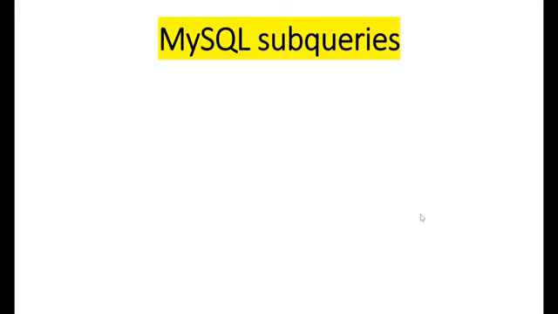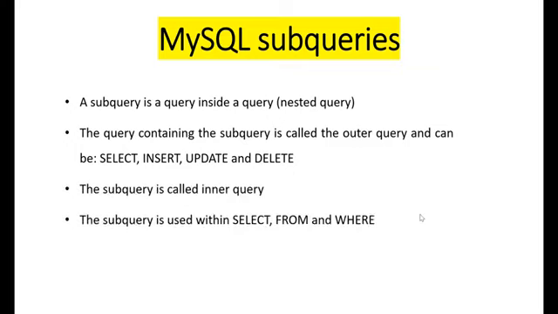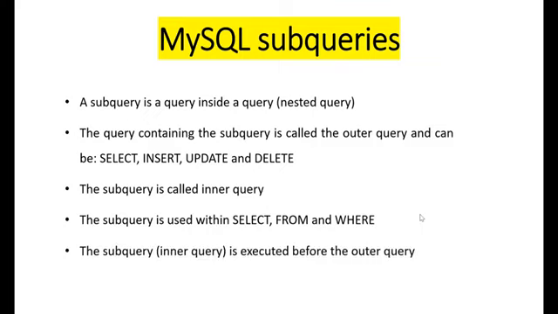In this tutorial, we are going to talk about MySQL subqueries. Basically, a subquery is a query inside a query, which is also called a nested query. The query containing the subquery is called the outer query and can be select, insert, update, or delete. The subquery is called the inner query, and it can be used within select, from, and where. The subquery, which is also called the inner query, is executed before the outer query. And of course, the subquery needs to be used within parentheses.